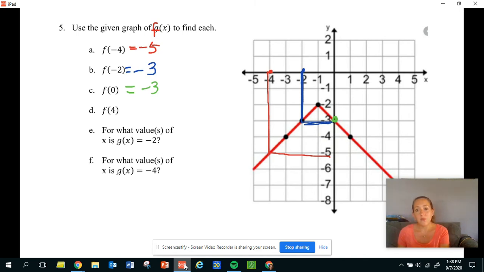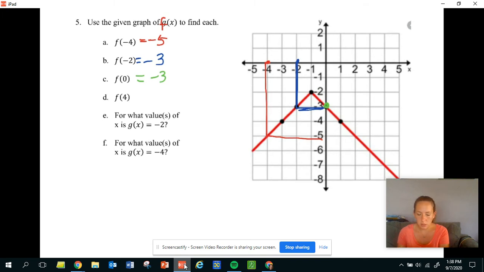And then F of 4, when X is 4, if I come down, I hit my function at -7. So F of 4 equals -7. So anytime it says find F of whatever, they're giving you the X and they want to know Y.